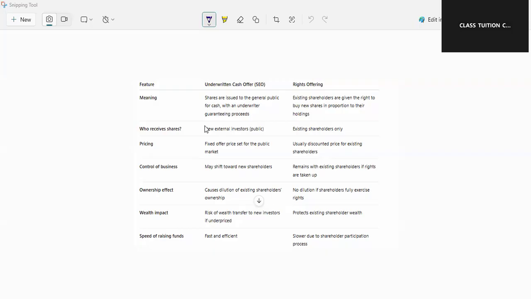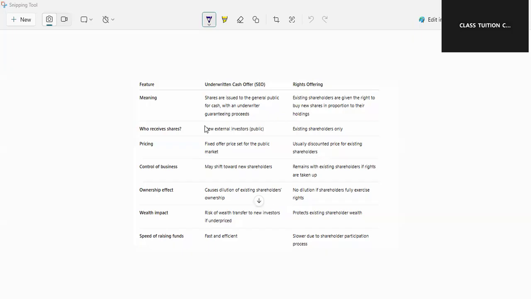So the company now decides to raise new equity capital. So the shares are offered to the public investors. The price is set before it is issued. An underwriter will guarantee the issuance. So if the shares are not fully subscribed, the underwriter will absorb the unsold portion. So here the key feature is that the shares are sold to new external investors, and the existing shareholders are not given priority. So the underwriter will guarantee raising the funds that are needed, and the fixed price is set in advance.